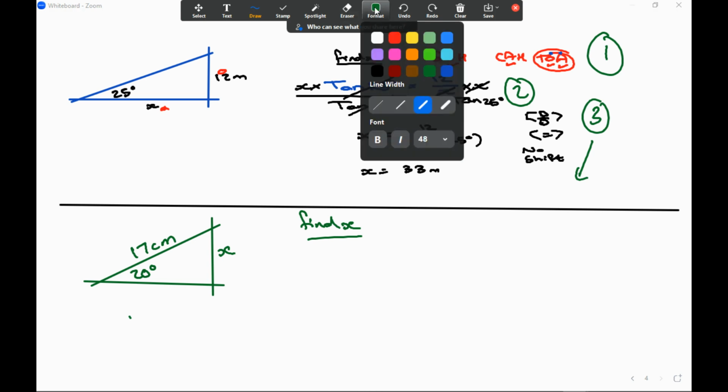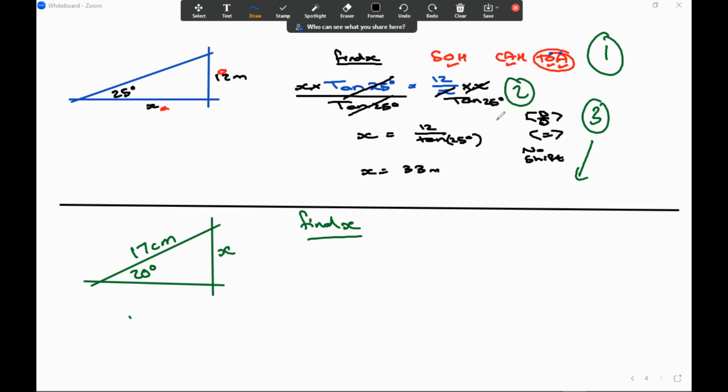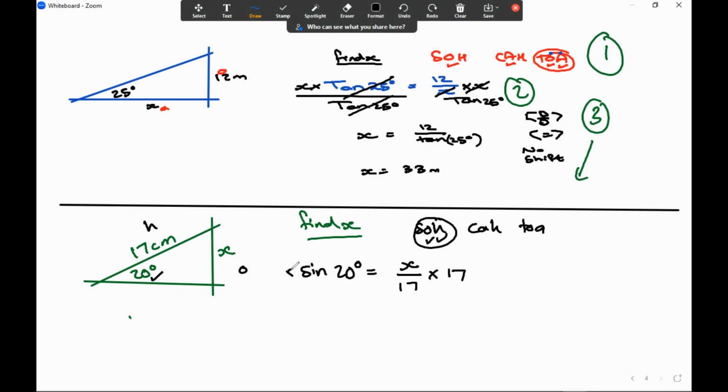All right, let's go through this one now. The first thing to remember is identifying. Are we going to use SOH, CAH, or TOA? So I've got opposite and I've got hypotenuse. So it's sine. So sine of 20 degrees, because I know the angle, equals opposite over hypotenuse. Now the unknown is at the top. So this is a simpler example. When the unknown is at the bottom, we've got to go two steps, multiply and then divide. This one we're just multiplying by 17.